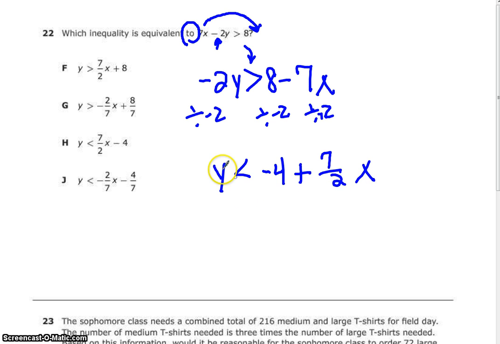So it doesn't matter that they have it in the same order. It matters that they have the right numbers and the right signs and the right thing with x. So we've got to have a positive 7 over 2x, and it's got to be y is less than. So your first thing is get rid of the ones that are not less than. It can't be this, it can't be that. We need a positive 7 over 2x, which would be here. That's good, that's wrong. And then we need a minus 4. So H is your answer.